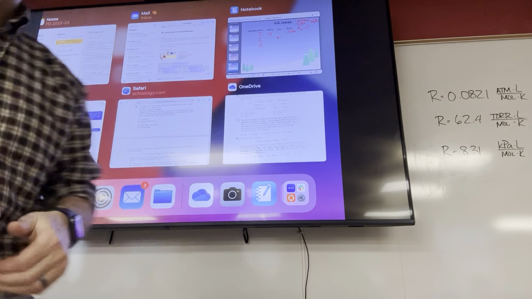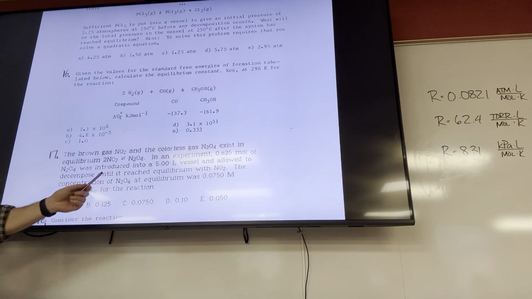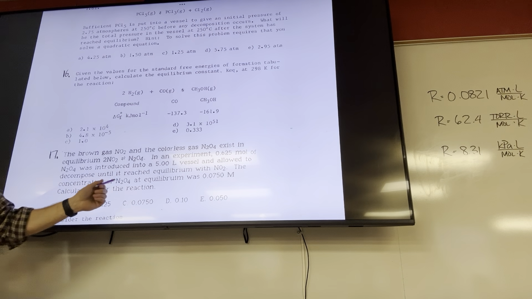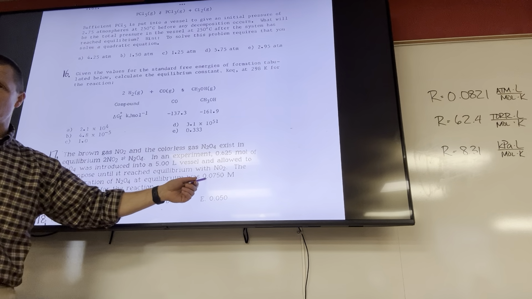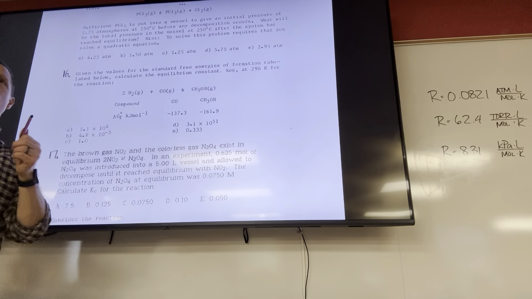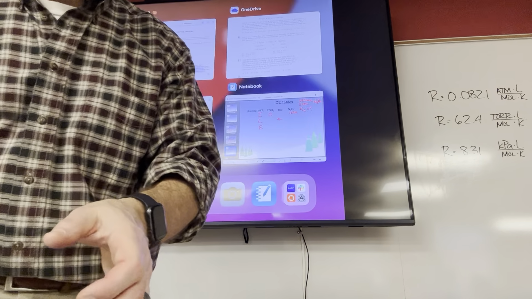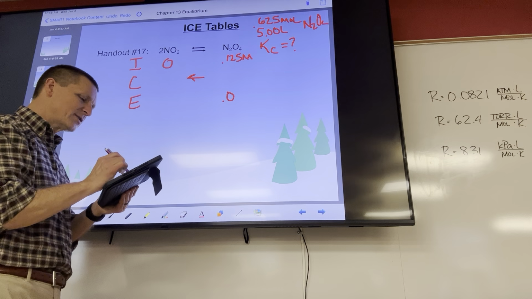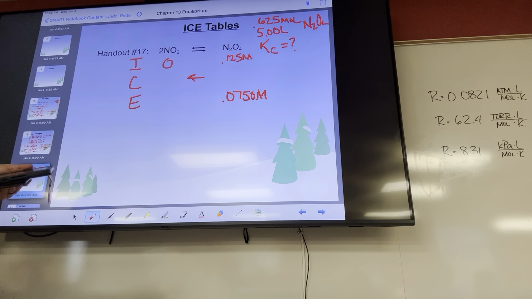If I go back and look at what we're given, it says down here, the N2O4 was introduced in the vessel and allowed to decompose until it reached equilibrium with NO2. The concentration of N2O4 at equilibrium was 0.075. So we don't have this mysterious X that we have to solve for. We know how much it changed. It went from 0.125 molarity down to 0.075 molarity. So we can tell how much it changed by. It went down by 0.05 molarity.